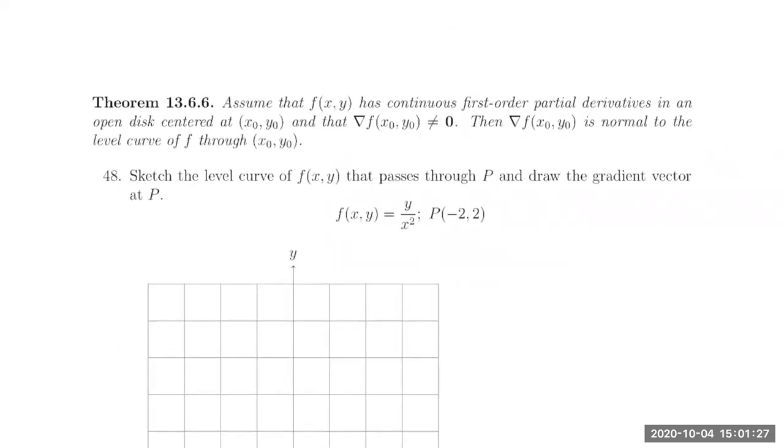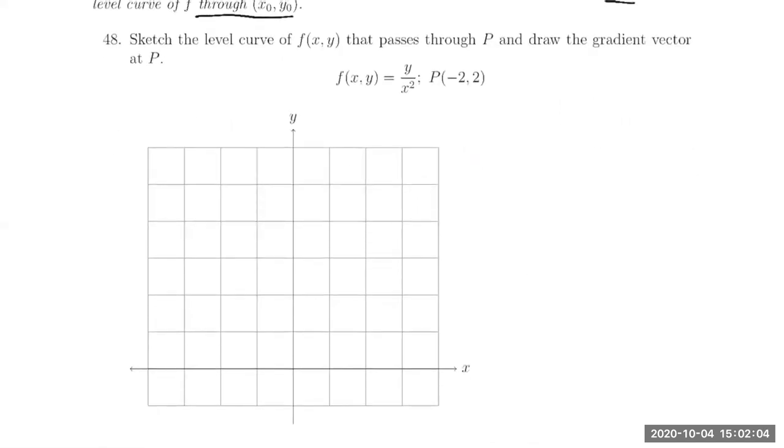All right, theorem 6 of this section says the following. Assume that you have a function of two variables that has continuous first order partials in a disk centered at some particular point x naught, y naught. And suppose that the gradient at that point is non-zero. Then the gradient at that point is normal to the level curve of f at that point x naught, y naught. Okay, so this is giving us a geometric interpretation of the gradient and how it is positioned according to the level curve.